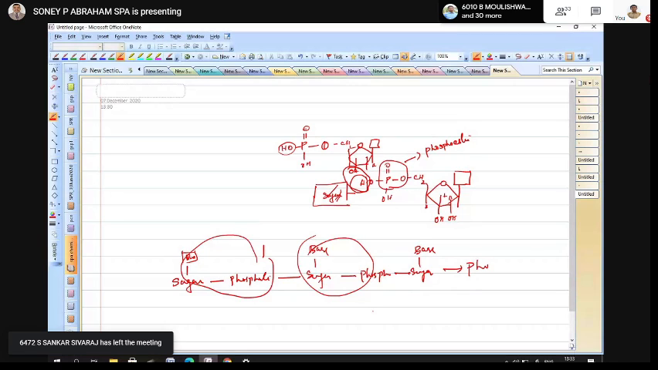Polynucleotide, and polynucleotides are present in nucleic acids. Nucleic acid will contain polynucleotides. I hope you are getting this thing. It is more clear now. Is it so?